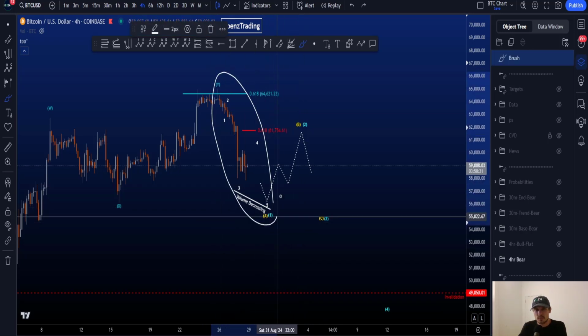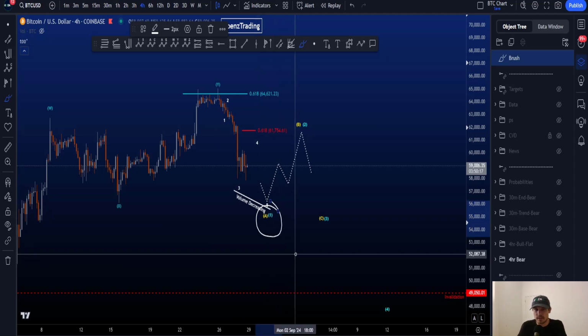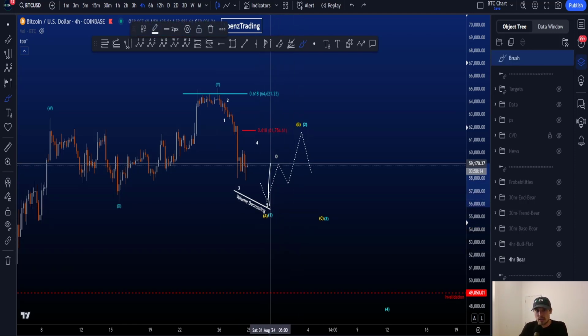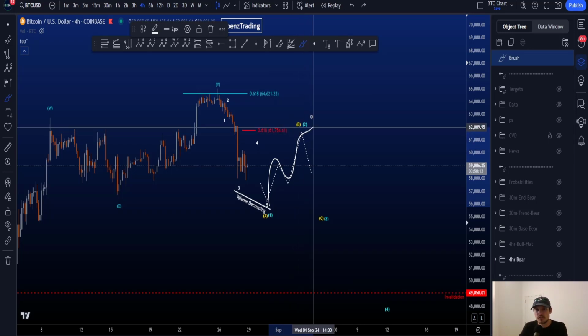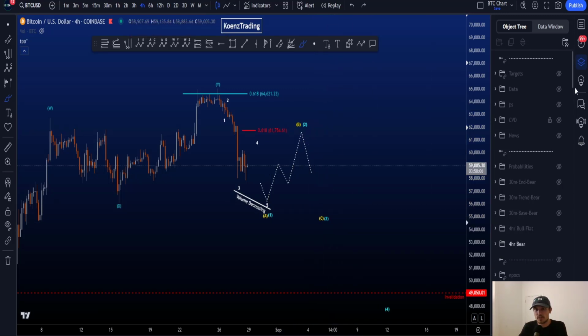Now after a 5-wave impulsive structure to the downside, we then label it as a wave 1 or A in this particular scenario. Look for a 3-wave corrective structure to the upside in a wave B or 2, and then another leg to the downside in a wave C or a wave 3.